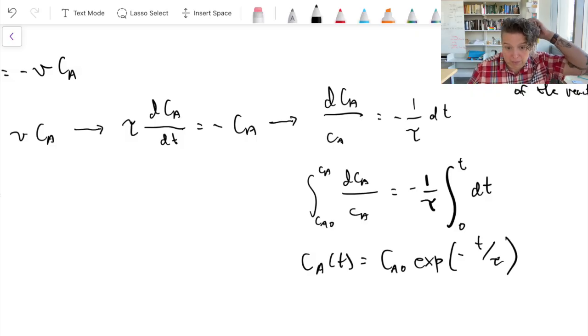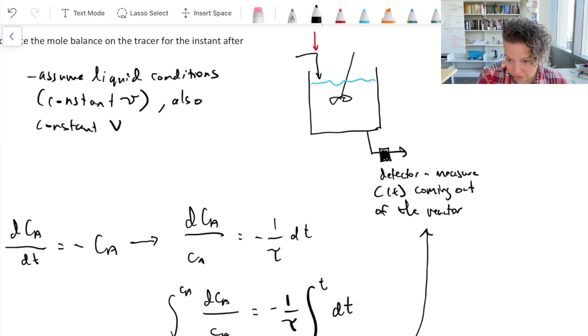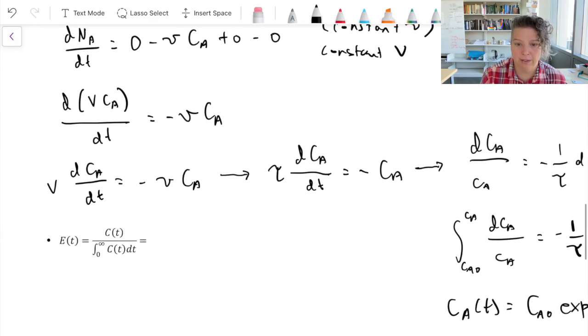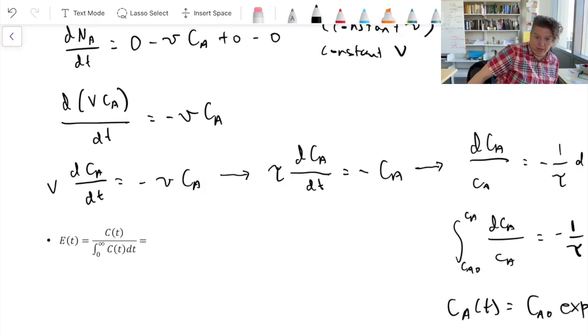Okay, so that's going to be basically the concentration that I measure, here at my detector. If I'm measuring at my detector, I can get this function of concentration versus time. This essentially gives me my residence time distribution. Or, I'm sorry, this is going to give me my CFT curve, my concentration versus time.